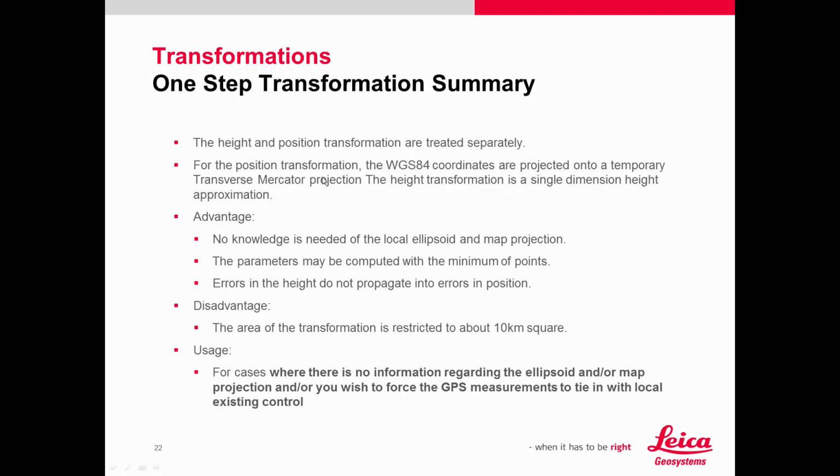As we mentioned, for the position transformation the WGS84 coordinates are projected into a temporary transverse Mercator, and the height transformation is a single dimensional height approximation. The main advantage: no knowledge is needed of the local ellipsoid and map projection. Parameters may be computed with the minimum number of points. Errors in height don't propagate into the error in position. The disadvantage of this one is that the area of the transformation is restricted to about 10 square kilometers.